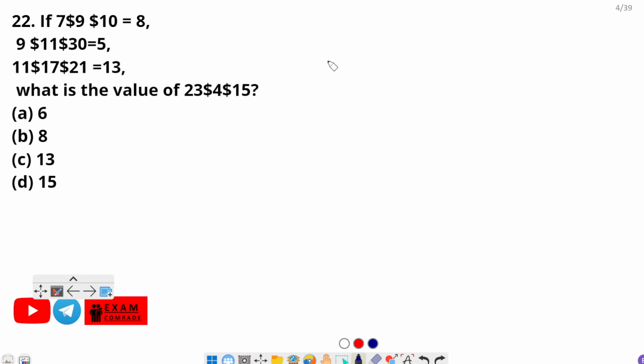Okay, this is also one of the easy questions of the paper. It is given as 7, 9, 10 is 8. So let's add the numbers. 7 plus 9 plus 10 is 16 plus 10, 26. So that is 2 plus 6, that is 8. Okay, let's check for the other thing also. 9, 11, 10: 9 plus 11 is 20, 30, that is 5.